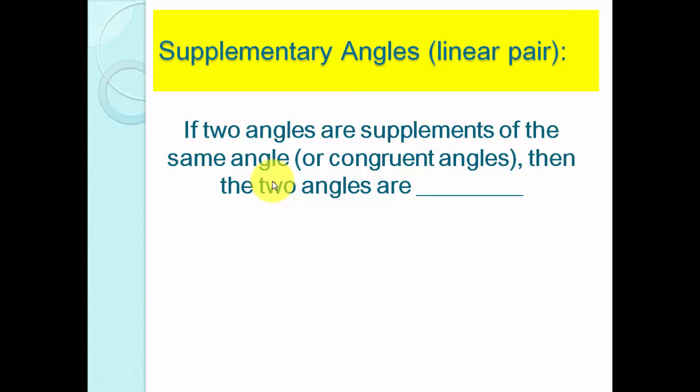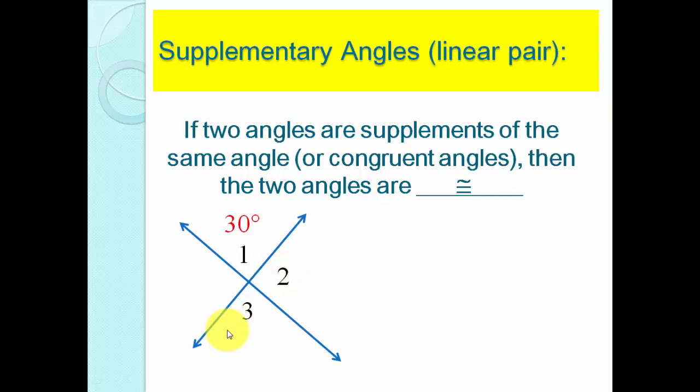We get all of our variables onto one side and get that x is equal to 35. Next, supplementary angles. If two angles are supplements of the same angle or congruent angles, then the two angles are congruent. So that's a mouthful and maybe hard to understand, so let's look at a visual example. Angles 1 and 2 are supplementary. I know that they are supplementary because if I was to add them together, they form a line. Angles 2 and 3 are also supplementary because they also form a line.